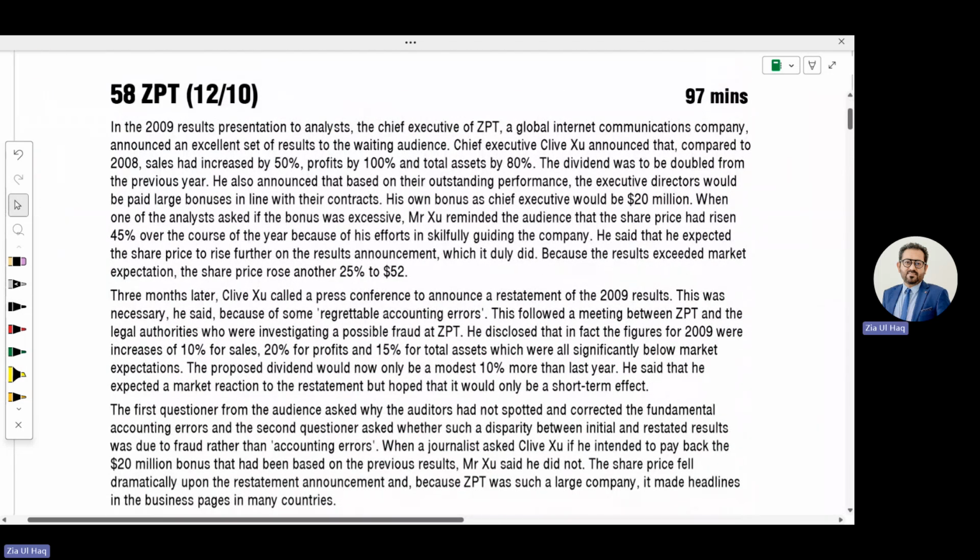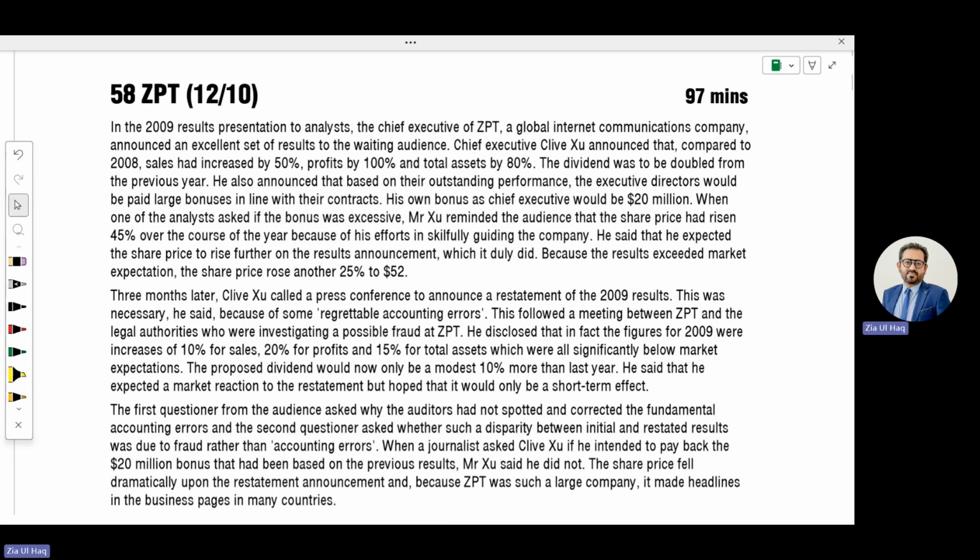The 2009 results were presented to analysts. The chief executive of ZPT, a global internet communication company, announced an excellent set of results to the waiting audience. Chief Executive Clive Shue announced that compared to 2008, sales had increased by 50%, profit by 100%, and total assets by 80%.